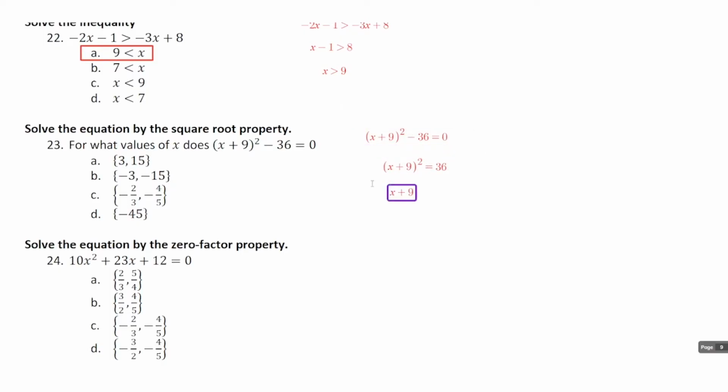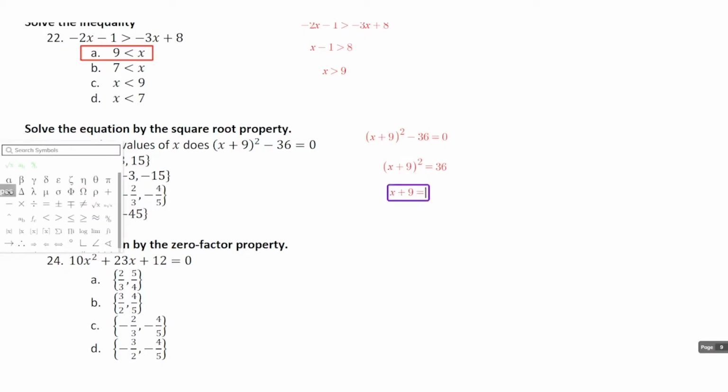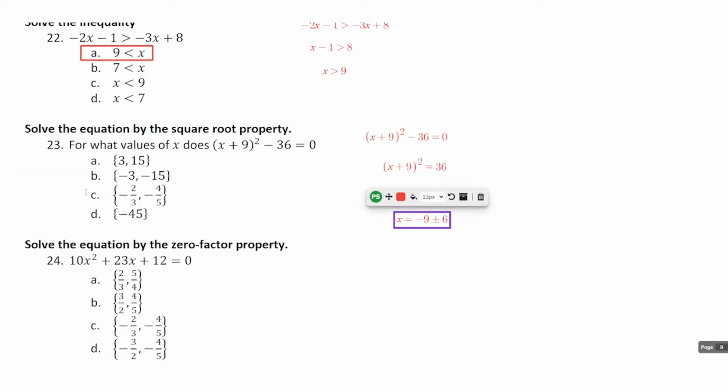Now, the thing you got to remember is anytime you take the square root of both sides of an equation, you do have to put a little plus or minus over here on the other side of the equation. So that'd be plus or minus 6. And then finally, I'm going to subtract 9 from both sides. So I get x equals negative 9 plus or minus 6. We do get two answers here, one with the plus, one with the minus. If I use the plus, negative 9 plus 6 is going to be negative 3. And if I use the minus, negative 9 minus 6 would be negative 15. So our answer is B.